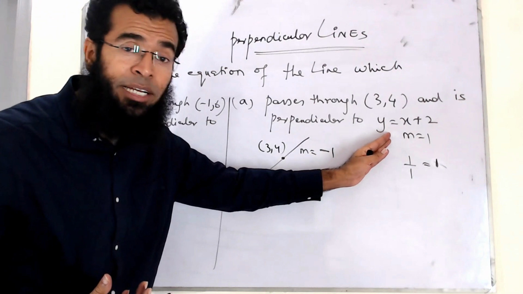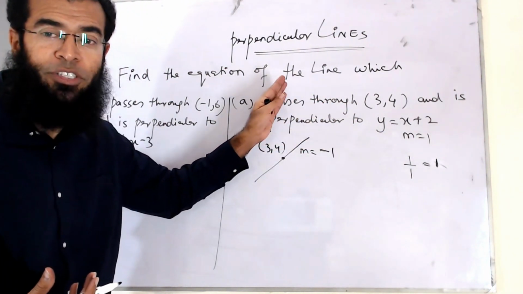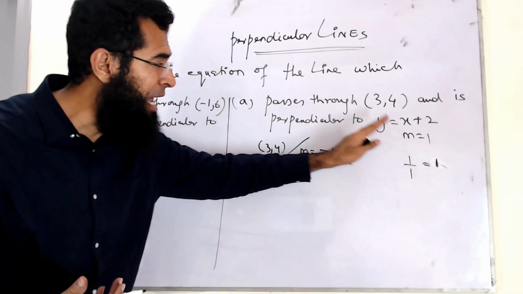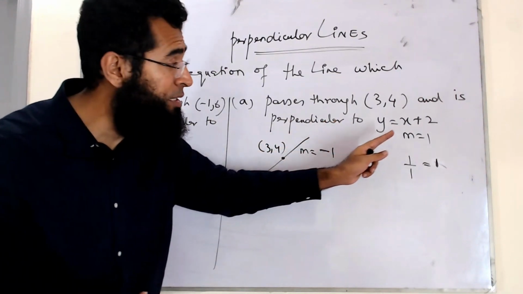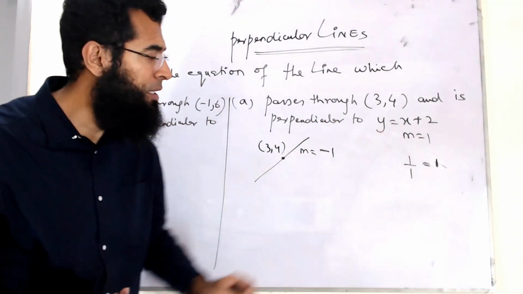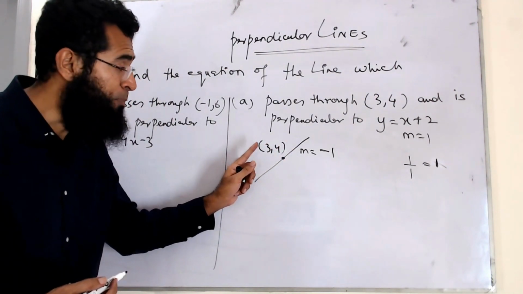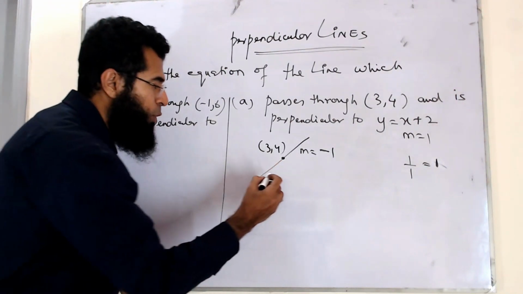Because the gradient of perpendicular lines is the negative reciprocal of each other. So we got the gradient of the first line, which is 1, and the gradient of the perpendicular line would be negative, and you simply take the reciprocal of the number, right? So you got the gradient, you've got the coordinate, a point on the line, so this point will fulfill the equation of the line.